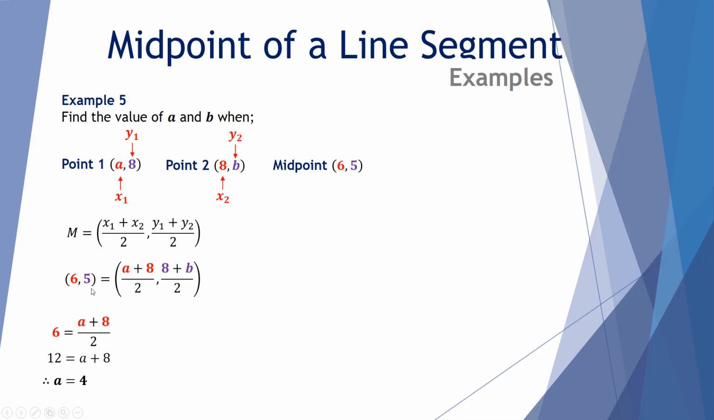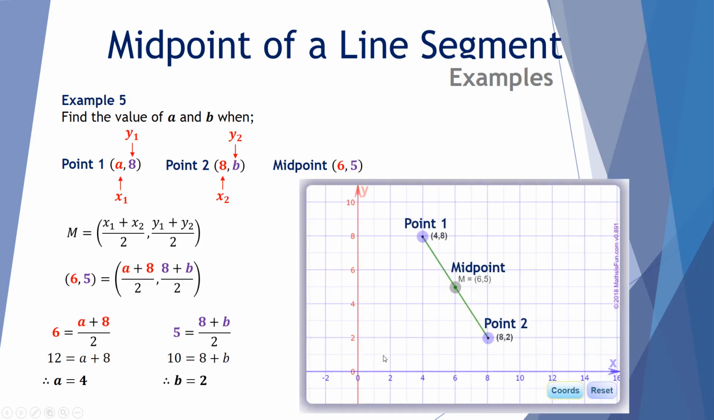On the other side of our midpoint equation, we know the midpoint y value is 5, and that's being calculated by averaging the two y values. So this is (8 plus b) over 2 equals 5. Again, if we get rid of the divide by 2 by multiplying both sides by 2, that will leave us with 10 equals 8 plus b. What number plus 8 gives us 10? That's right, b equals 2.